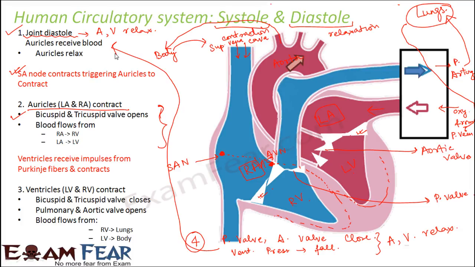Right? So if you look at the entire process of systole and diastole, what happens is initially both are relaxing. After that, auricles contract, then ventricles contract. But when the ventricles are contracting, auricles relax. Now the ventricles again relax, and gradually the auricles also relax. So this process of contraction and relaxation causes heartbeat. This process of contraction and relaxation also causes the blood to flow appropriately throughout the body.